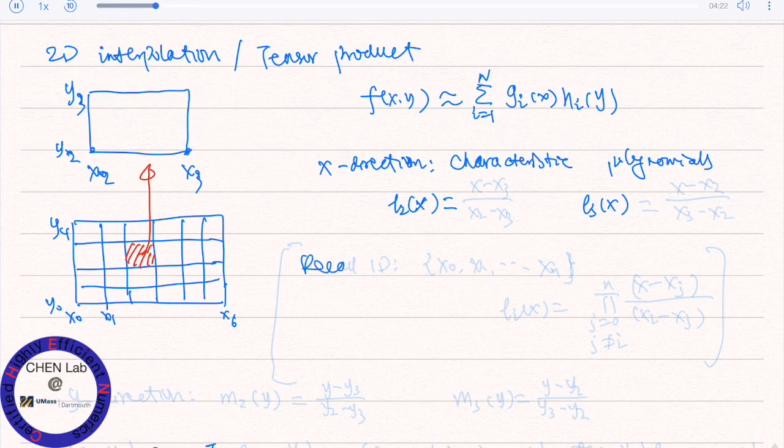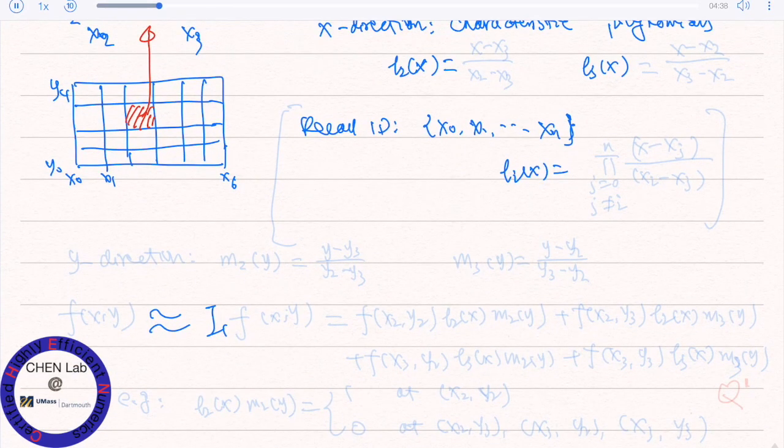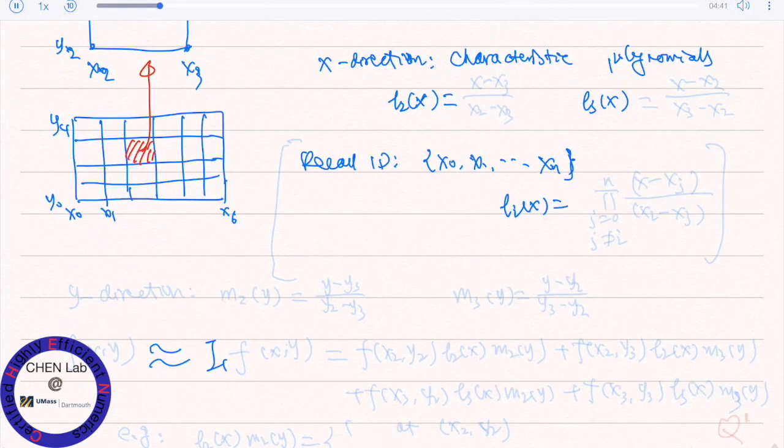Recall in 1D, given x0, x1, up to xn, we can define Li(x), a degree n polynomial, as the product of (x minus xj) divided by (xi minus xj). We did this for degree 2, and here j runs through all the indices, but j is not equal to i. That was the characteristic polynomial.